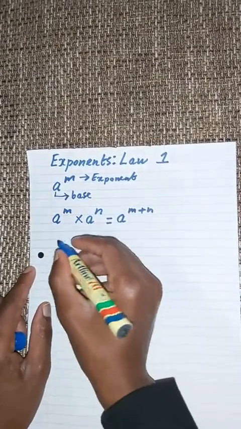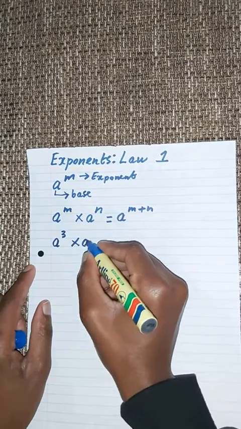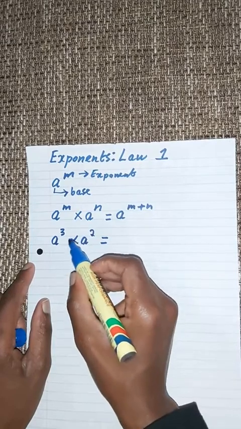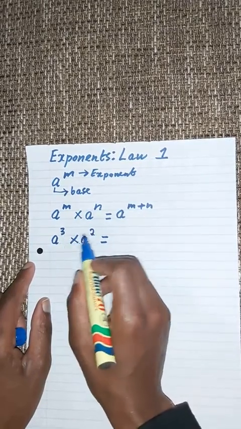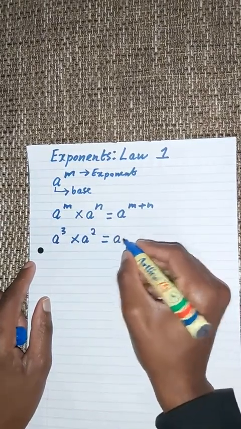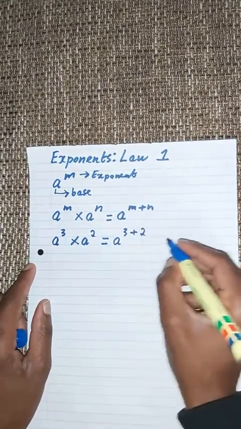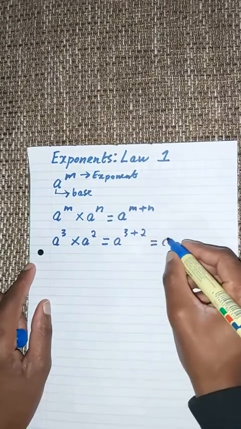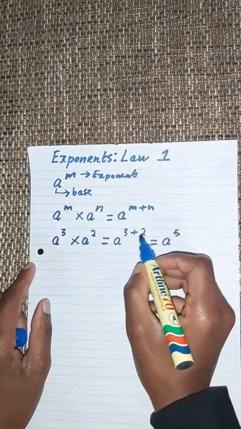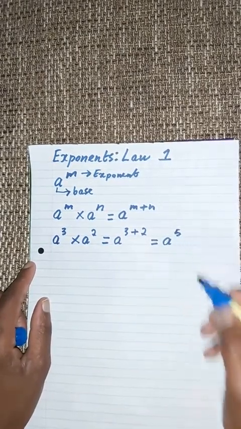If I have, for example, a to the power of 3 times a to the power of 2, what this means is that because I have two similar bases that are multiplying each other, my two exponents are going to add under the same base of a. So the result here will be a to the power of 3 plus 2. Now we have to simplify this further. If we simplify it further, it will end at a to the power of 5, because we would have added 3 plus 2, which will result in us getting 5. So the whole result will be a to the power of 5.